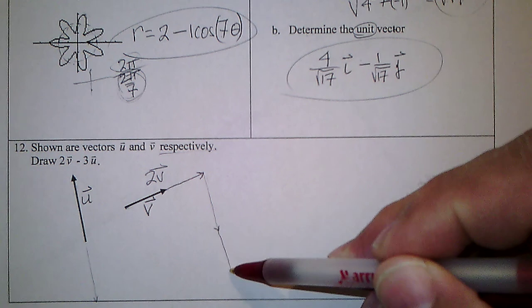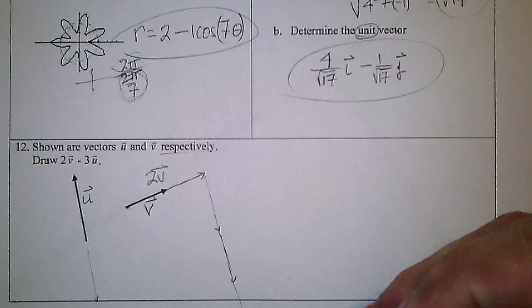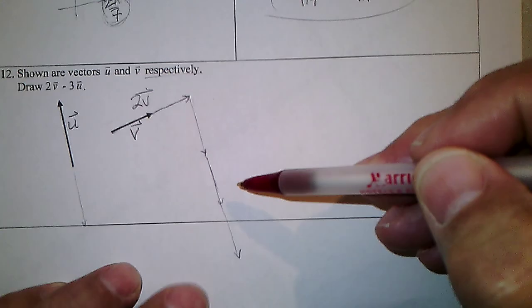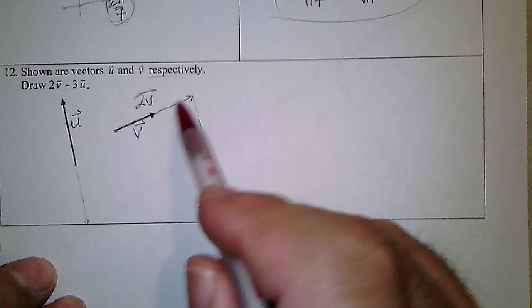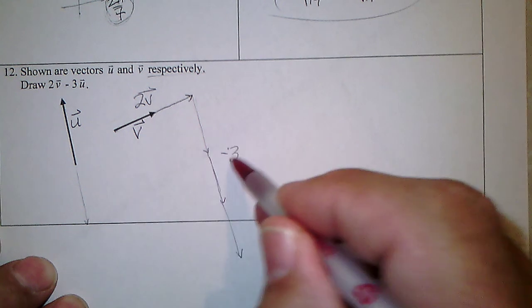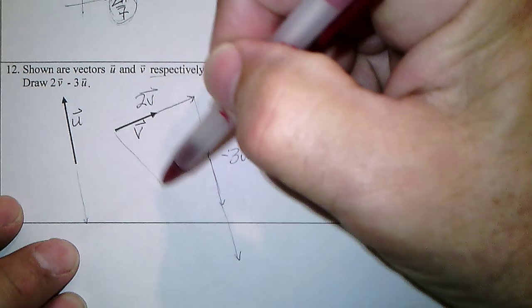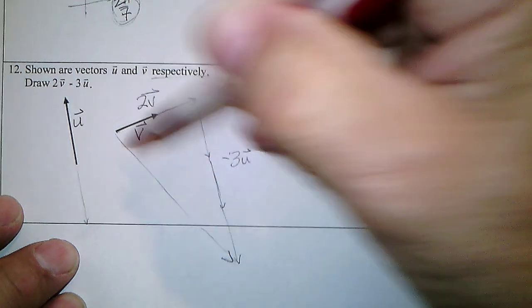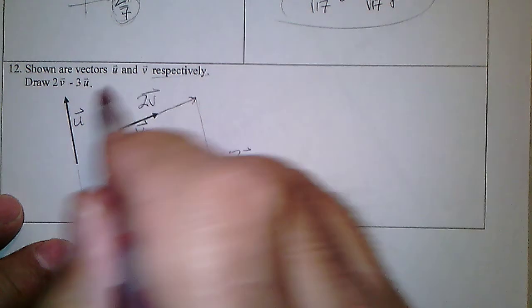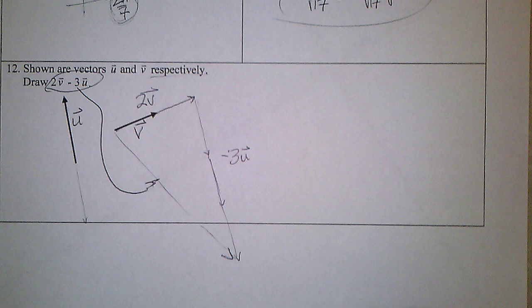1, 2, 3. And so there's 2v minus 3u's, and so I get the resultant to be that, starting there and going to there. And this is a picture of that resultant. And that's the test.